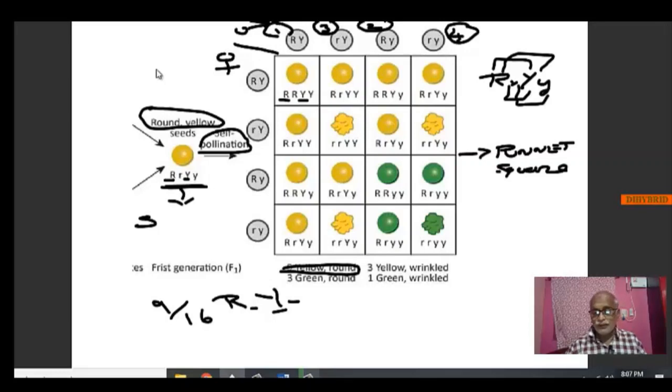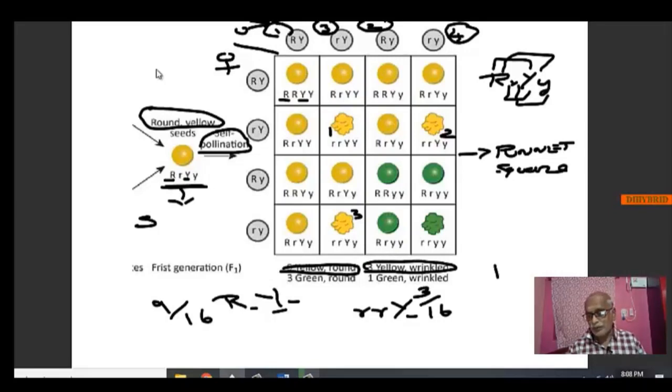And again, wherever we have both small letters for shape and at least one capital letter for color, we will get wrinkled yellow. So see this one: 1, 2, 3. So out of 16, 3 will be wrinkled yellow, or as in your book, 3 yellow wrinkled.